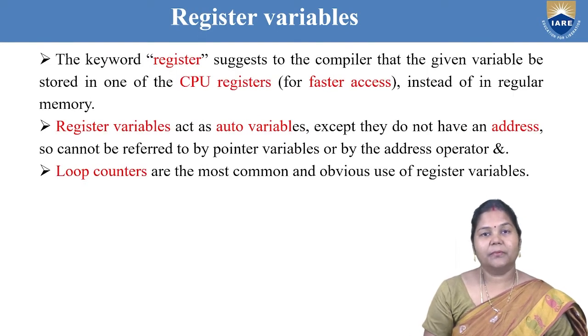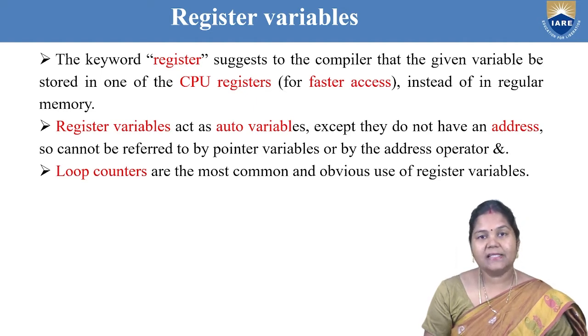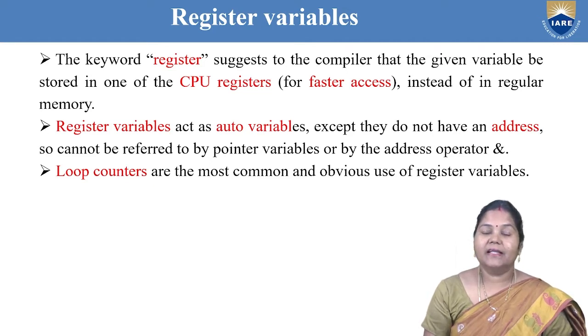The next type of variable is called register variables. The keyword register before the variable name suggests to the compiler that the given variable is stored in CPU registers instead of memory. When a variable is declared to be of register type, the advantage is that it has faster access, because CPU registers have faster access. So instead of regular memory, the variables are stored in CPU registers.